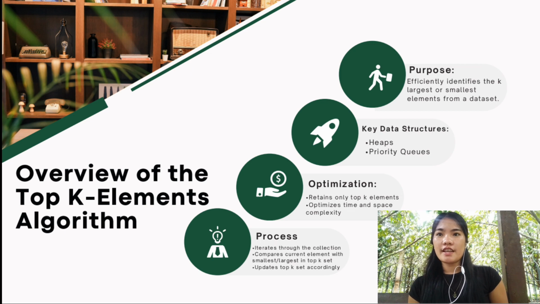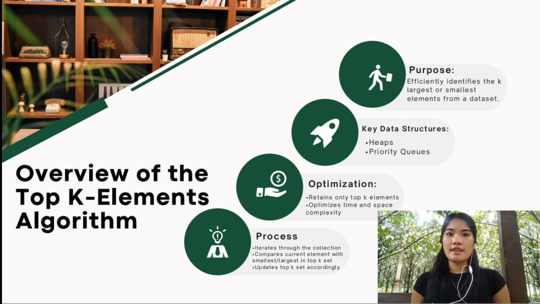Then next is the process. First, it iterates through the collection. Second, it compares the current element with the smallest or largest element in the given top K set. Third, it updates the top K set accordingly. In conclusion, our chosen algorithm continuously compares each new element with the current smallest or largest in the maintained top K set, ensuring that the set is always updated to reflect the top K elements.